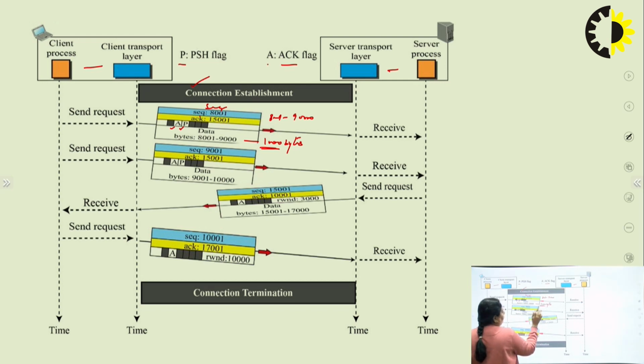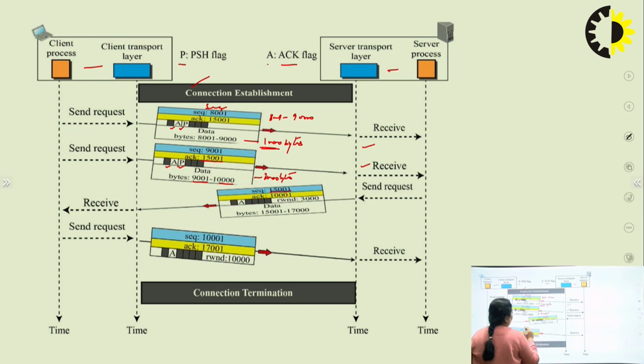Again, we have not received any new acknowledgement till now, so it is the previous acknowledgement, 15001. The acknowledgement and push flags are set to 1. The data is in bytes from 9001 to 10,000, again 1000 bytes of data. Now the server has received these segments. Now the server is sending the data, and the acknowledgement is piggybacked with it.